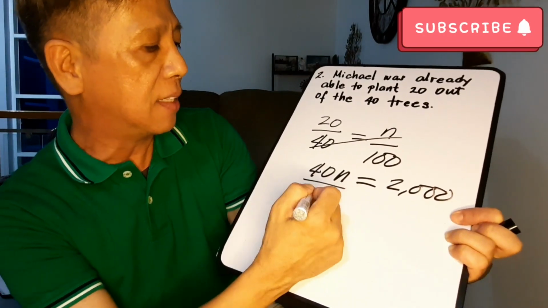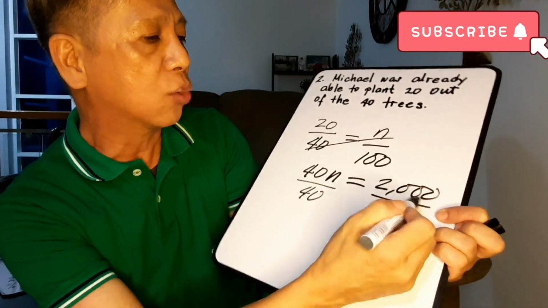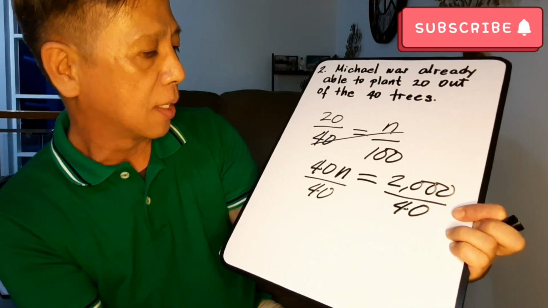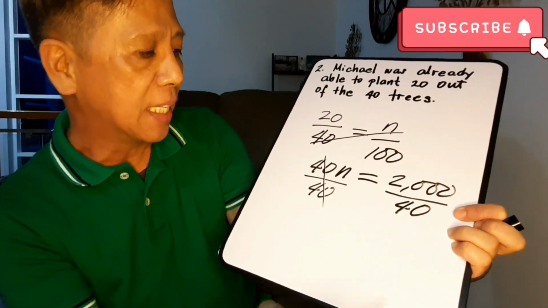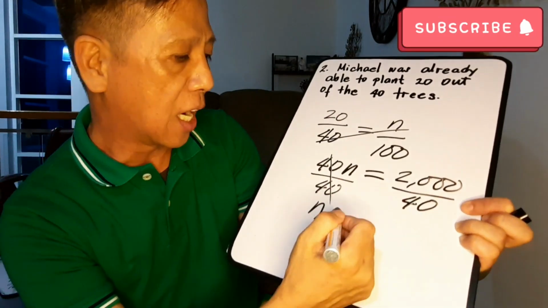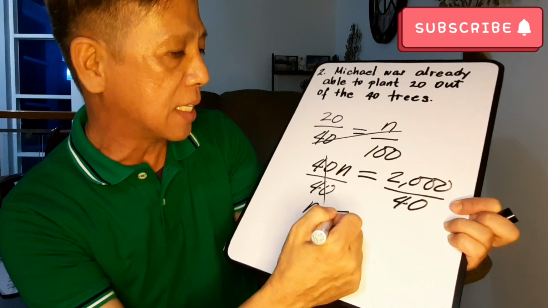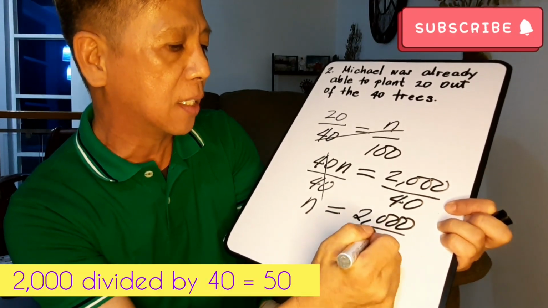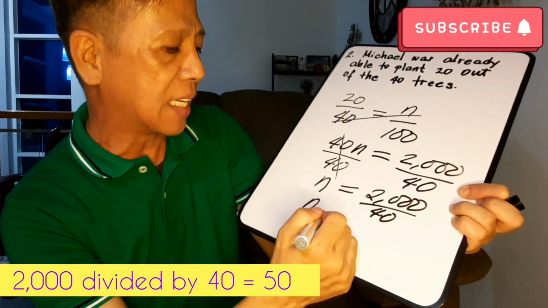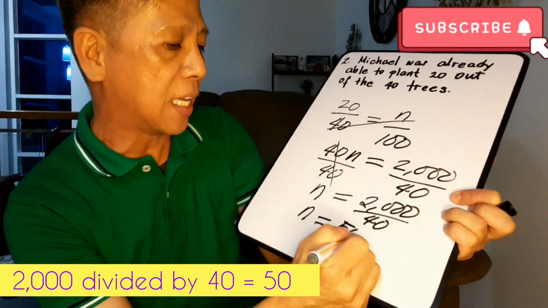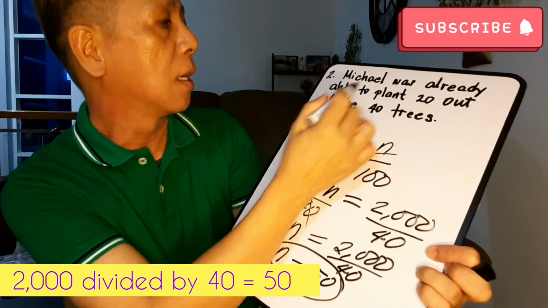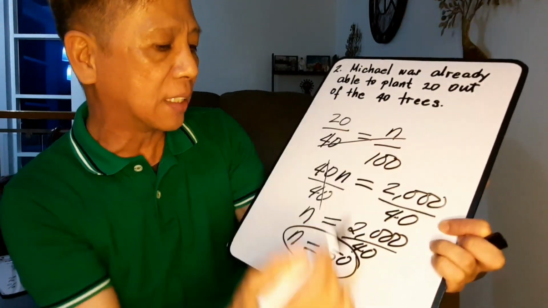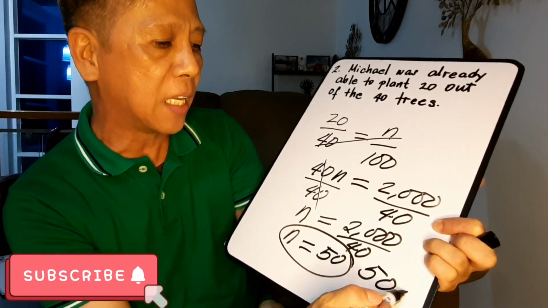Again, ano ang kasama ng n? 40. Divide this by 40 and 2,000 by 40. Cancel ang 40. Natira ang n. This is now equal to n is equal to 2,000 over 40. The answer is 50. Therefore, 20 trees out of 40 is 50%.